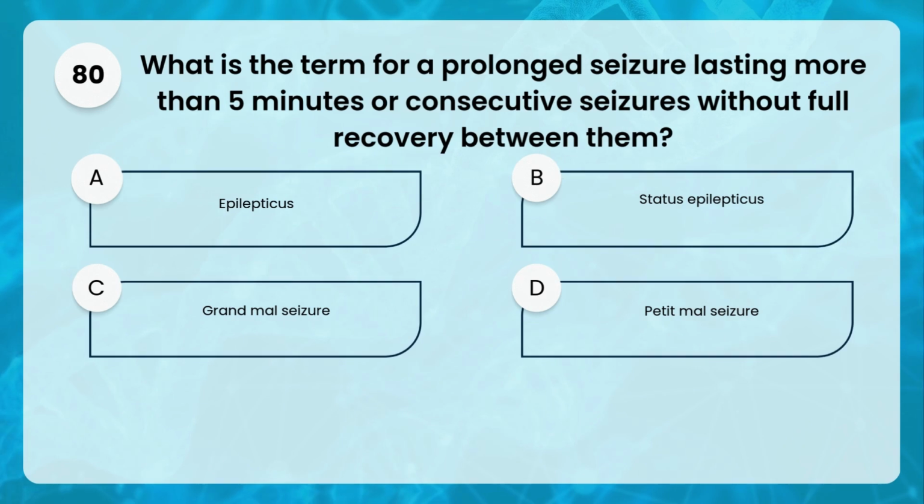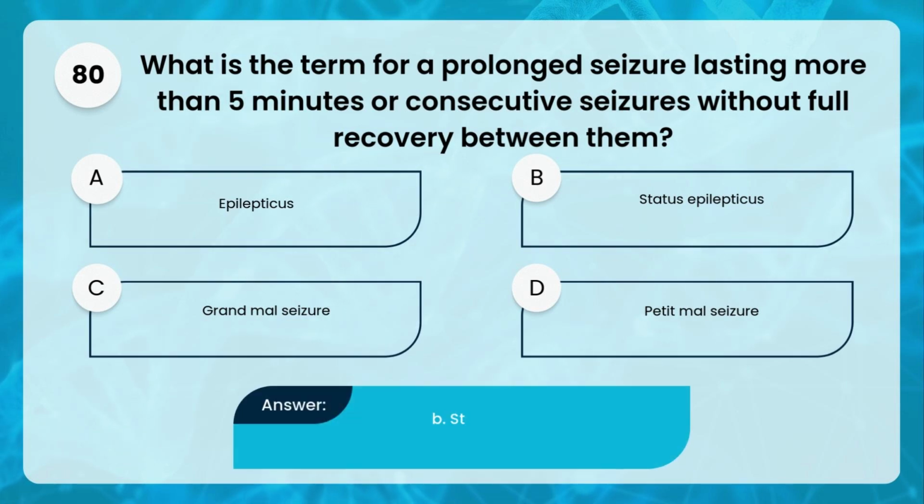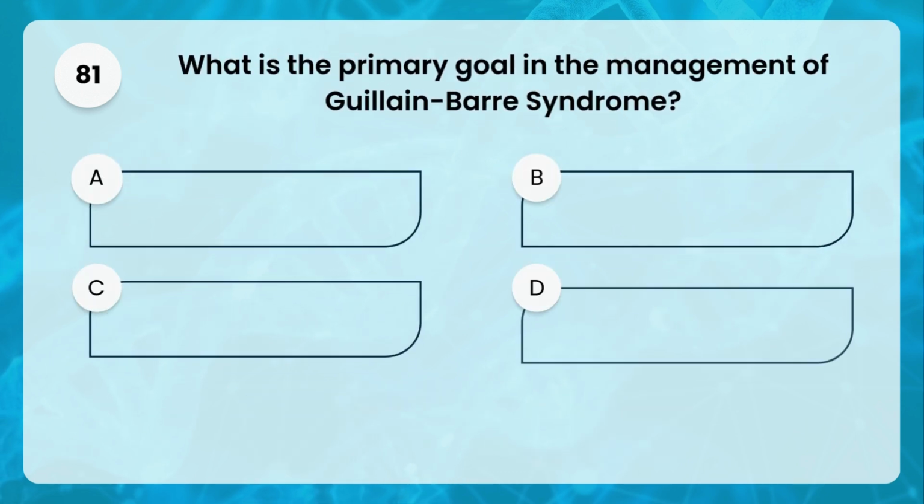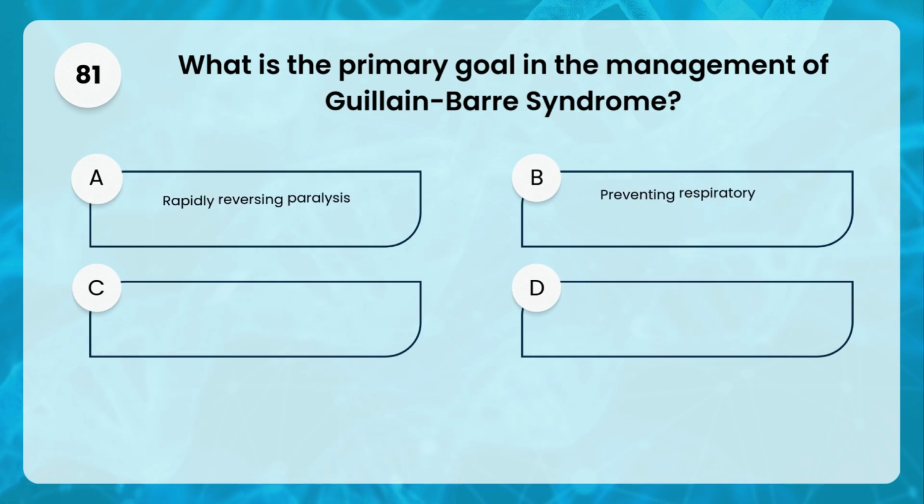Number 80. What is the term for a prolonged seizure lasting more than 5 minutes or consecutive seizures without full recovery between them? A. Epilepticus. B. Status epilepticus. C. Grand mal seizure. Or D. Petit mal seizure. The answer is B. Status epilepticus.